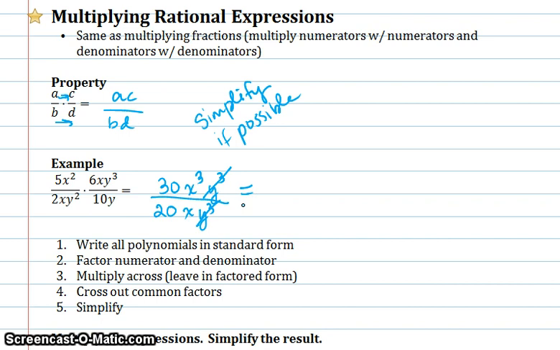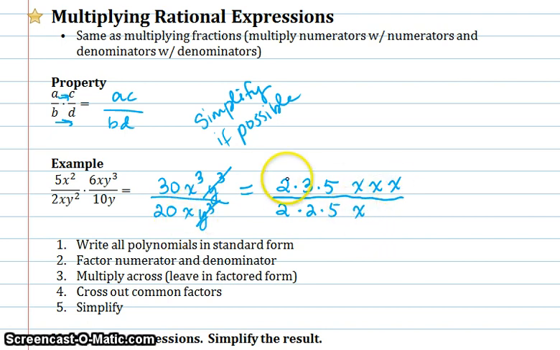Okay, then we have to look at, are there any other factors we can cancel out? So if we look at 30 and 20, if we factor 30 completely, that is the same as 2 times 3 times 5. Okay, you can make a factor tree if you need to. And then 20 factored completely is, let's see, 2 times 2 times 5. Okay? And then we have x cubed, so that's 3 x's, x times x times x. And then we have another x on the bottom.